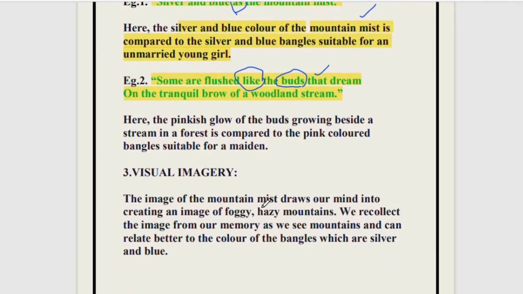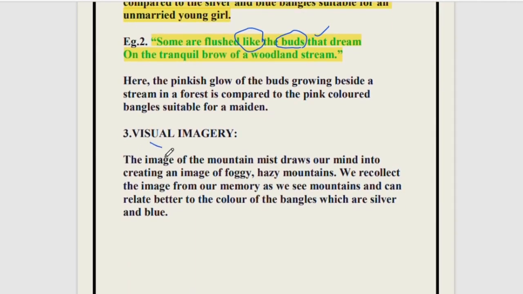Okay, next we will move on to the visual imagery. In the first stanza, we have seen the color imagery. Here in the second stanza, we find the visual imagery. The image of the mountain mist draws our mind into creating an image of foggy, hazy mountains. So visual imagery is something which has an effect in the mind. We have seen these mountains, which are foggy and hazy, the silver and blue color of the mountains. It is there in our mind.